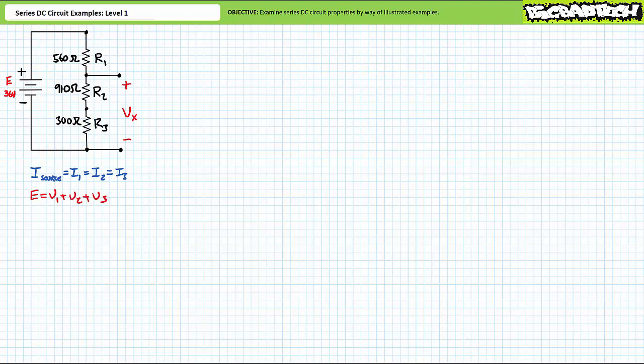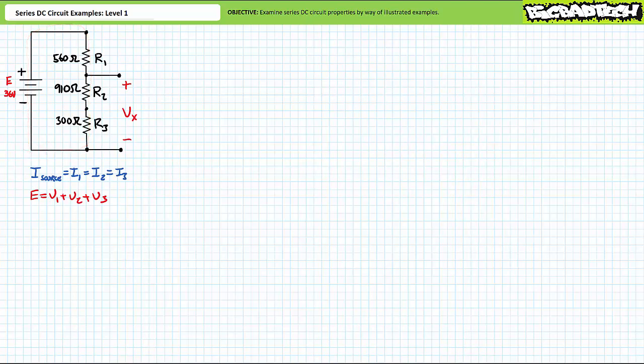Additionally, Kirchhoff's voltage law states that for any closed loop, the summation of voltage rises equals the summation of voltage drops. A Kirchhoff's voltage law analysis of this series circuit, starting here and traveling in the clockwise direction, suggests that E equals V1 plus V2 plus V3. We'll examine unknown voltage Vx in a moment.